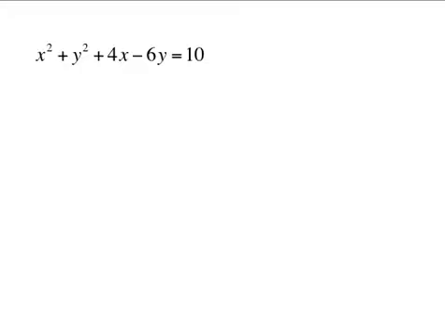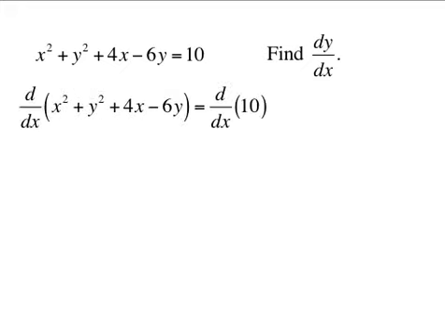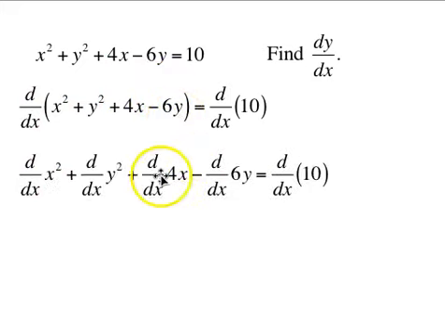Now we're given an equation. We're given x squared plus y squared plus 4x minus 6y equals 10. And our goal is to find dy dx. To do this, we'll take the derivative with respect to x of both sides. And we know the derivative of the sum is the sum of the derivatives. So the left side will be the derivative with respect to x of x squared plus the derivative with respect to x of y squared plus the derivative with respect to x of 4x minus the derivative with respect to x of 6y.